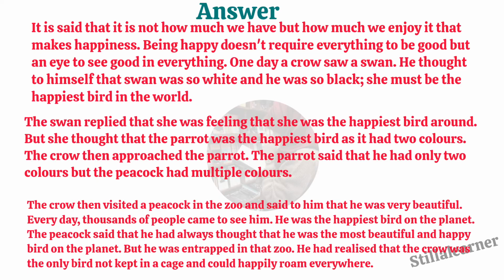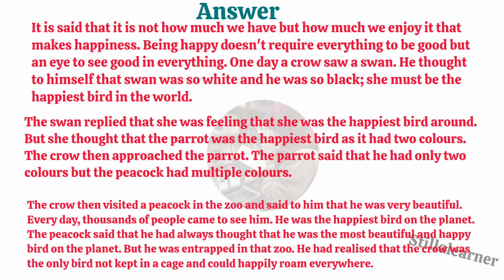It is said that it is not how much we have, but how much we enjoy it that makes us happy. Being happy doesn't require everything to be good, but an eye to see good in everything. One day, a crow saw a swan. He thought to himself that the swan was so white and he was so black. She must be the happiest bird in the world. The swan replied that she was feeling that she was the happiest bird around, but she thought that the parrot was the happiest bird as it had two colors.